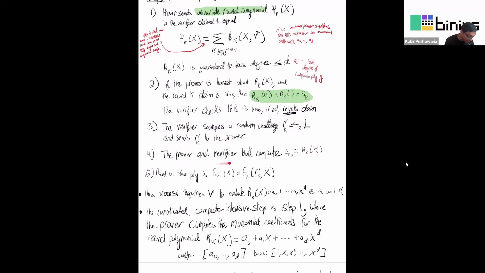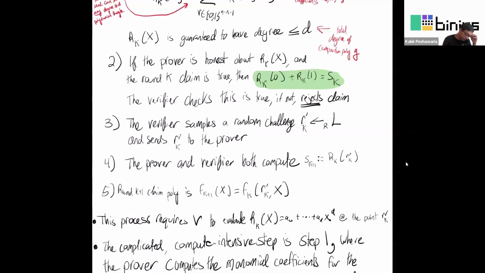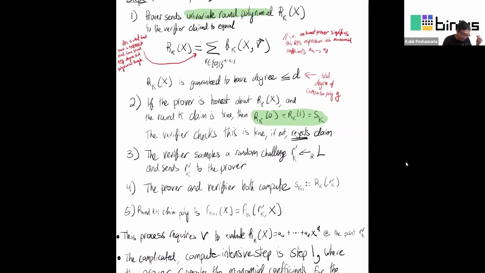Step 4. The prover and the verifier both compute the round polynomial at the challenge point and set this to be the new claimed value for the next round, Sk plus 1. And so the round k plus 1 claim polynomial is fk plus 1(x) equal to fk, specializing the first variable to this challenge, and then keeping x. So as desired, fk plus 1 is a new polynomial on one fewer variable than fk had. Okay, so here are some steps. We don't know yet why they're useful, but these are the steps.